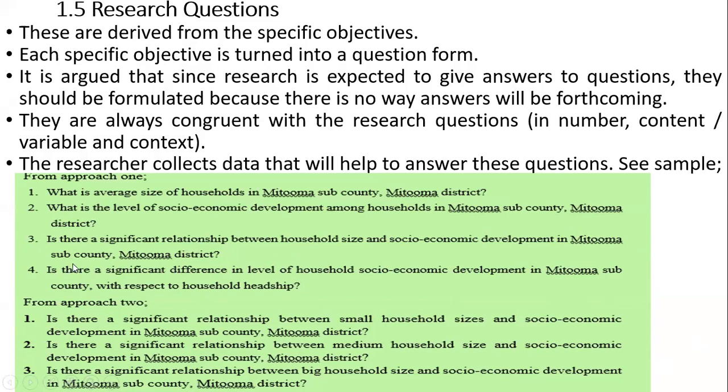Usually, for research questions on objectives which are correlational, we may not start them with the word what. We may start by asking a question which requires a yes or a no answer. For example, is there a significant relationship between household size and socio-economic development? That question requires a yes or a no. And in most cases, research objectives are correlational. For example, if you use the one-to-one or a one-to-many linking strategy, your research questions will be in this format.